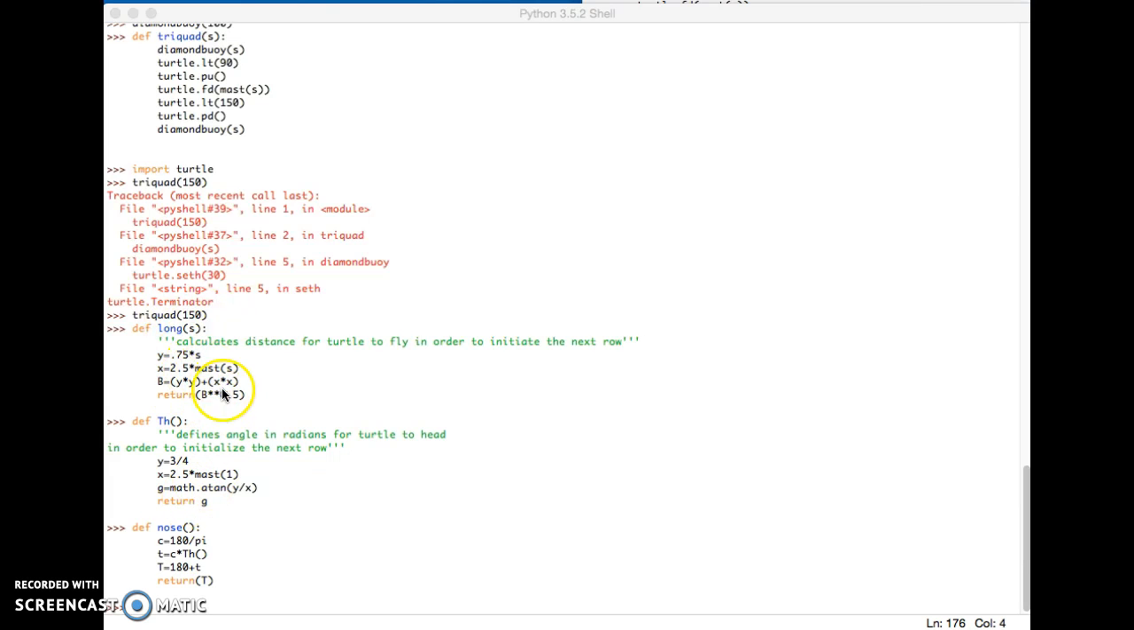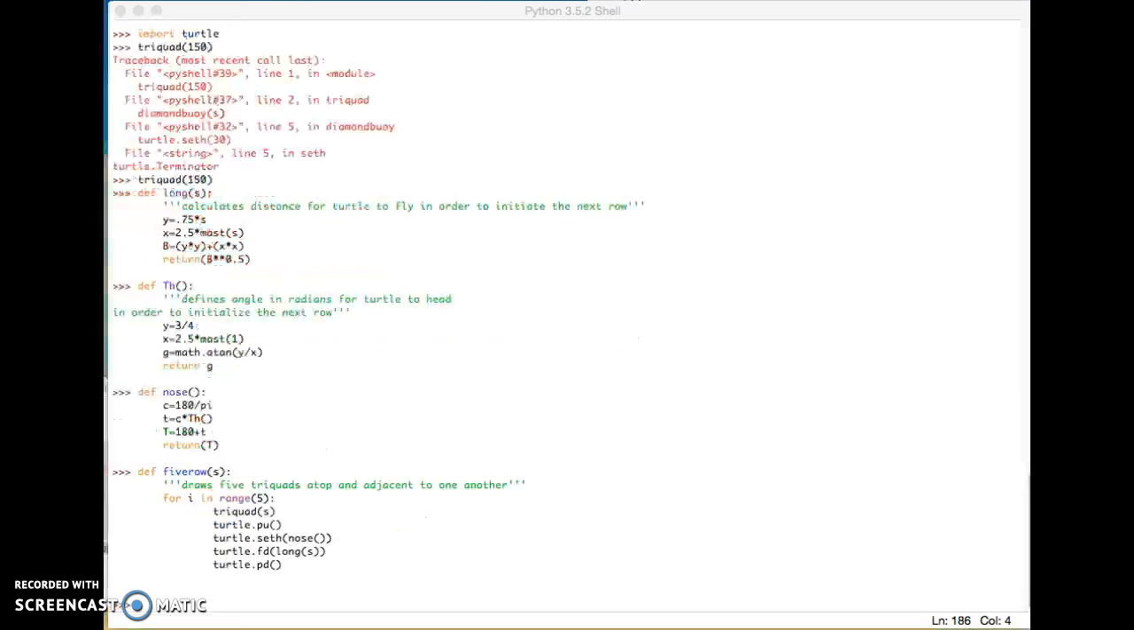The distance of long S away, to be exact. Now, I know that explanation was kind of confusing, but the use of all this stuff is for this function. This draws 5 of the triquads, remember them? To make the full icosahedron. And it's 5 rows because it's called 5 rows.